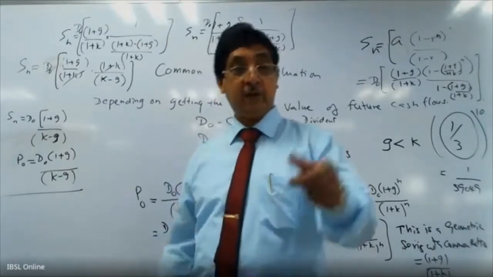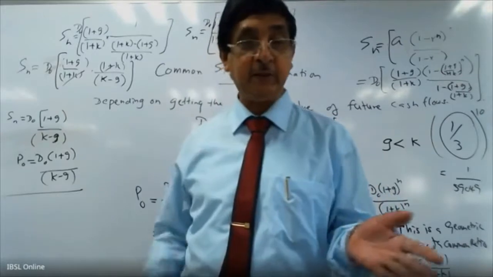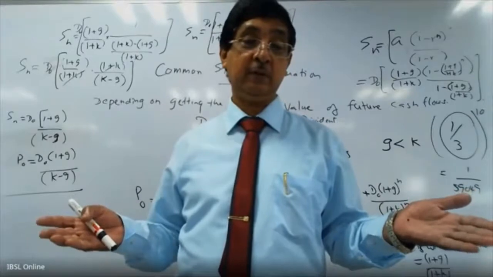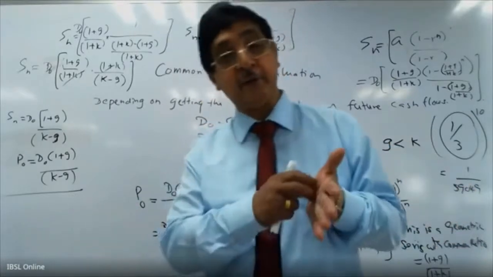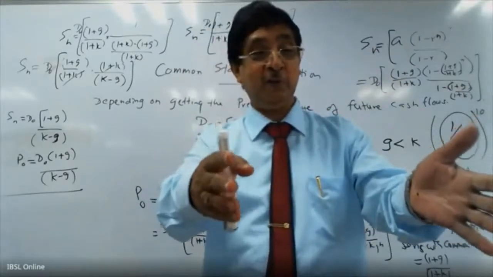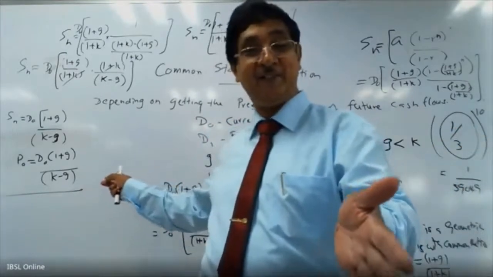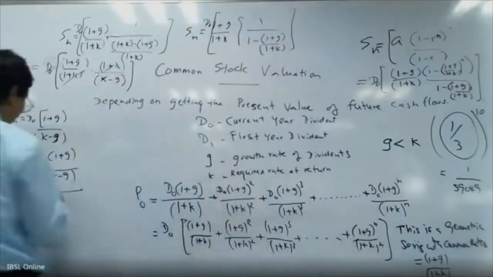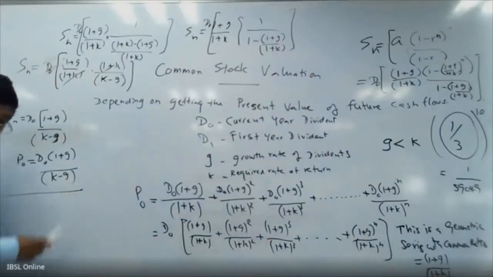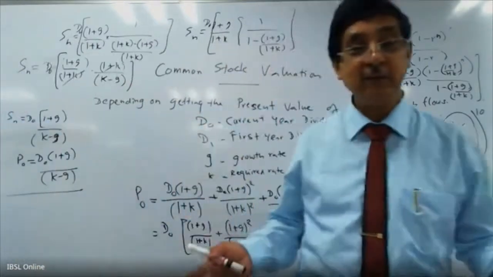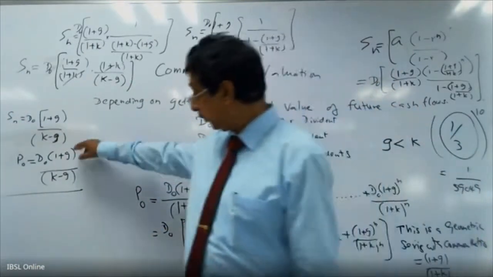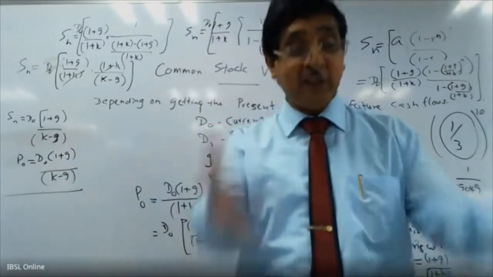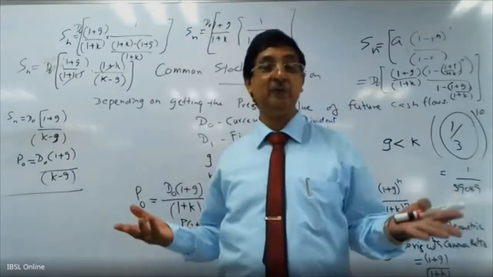Right. I think one person asked me, if K is equal to G, what will happen? That is, he said the required rate of return is equal to the growth rate. Now, what will happen to K minus G? It will become 0. Now, if you divide something by 0, what is the value? Infinity. So it is a meaningless value.